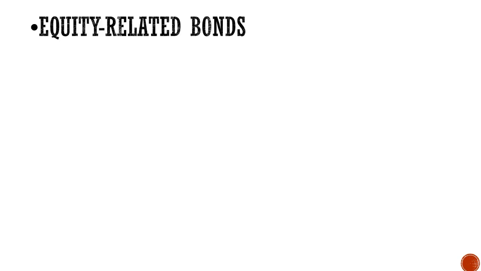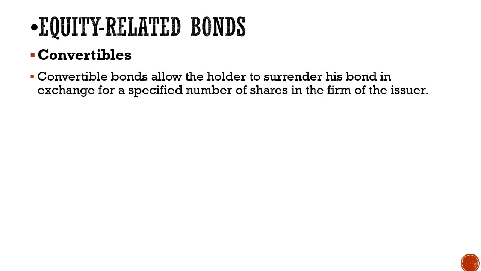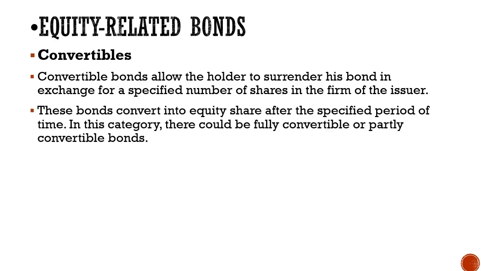The next is the equity related bonds. Now here there are two types of equity related bonds. Number one is the convertible equity bonds. Here convertible bonds allow the holder to surrender his bond in exchange for a specified number of shares in the firm of the issuer. So these bonds convert into equity shares after a specified period of time. In this category, they could be fully convertible or partly convertible bonds.